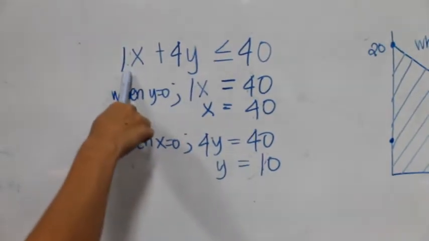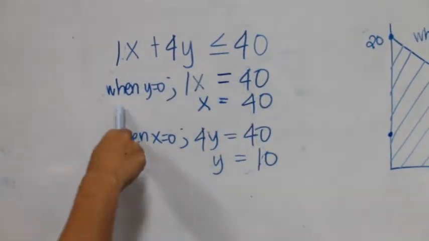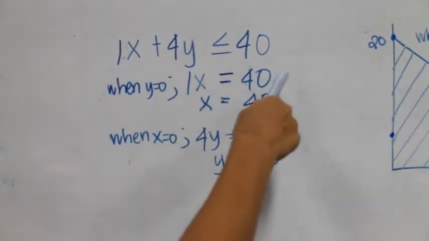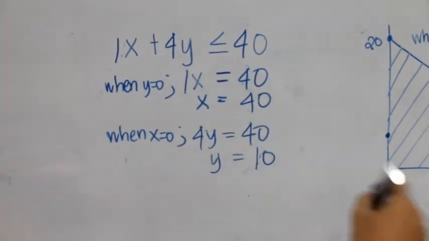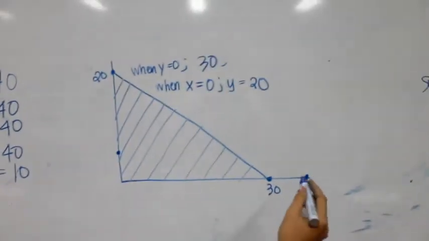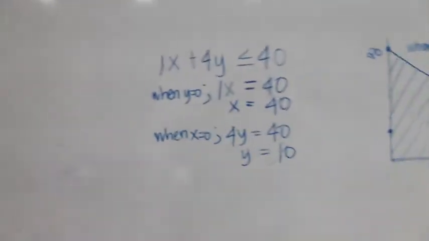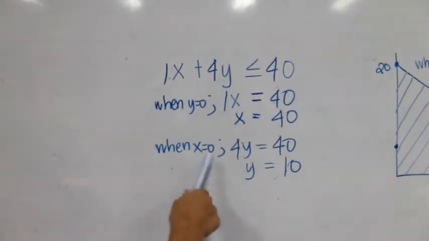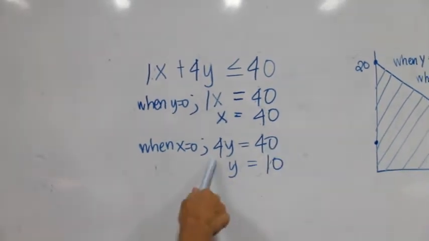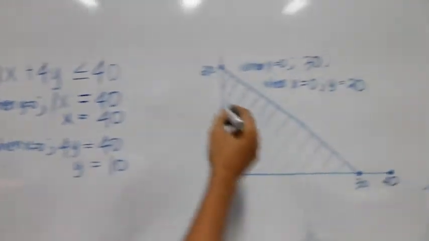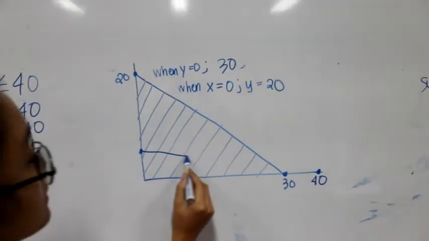For the second inequality, 1x plus 4y less than or equal to 40. When y equals 0, 1x equals 40. 40 divided by 1, x becomes 40. So we plot it here in the graph. When x equals 0, 4y equals 40. And then 40 divided by 4, y becomes 10. And then we plot it here. We connect.